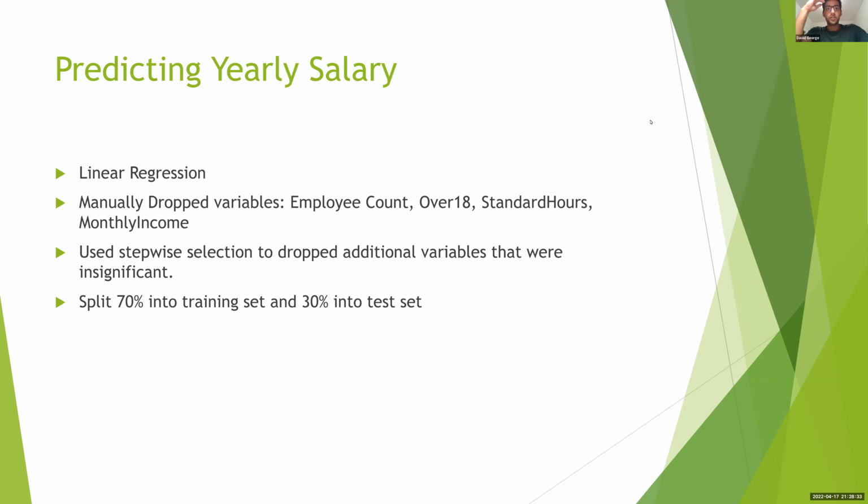In order to drop additional variables that were statistically insignificant, I used something called stepwise selection, which only chose the variables that, when added, were statistically significant, or had a p-value less than 0.05. After that, I split the data set again into a training and a test set: 70% of the data set was the training set, and 30% was the test set.